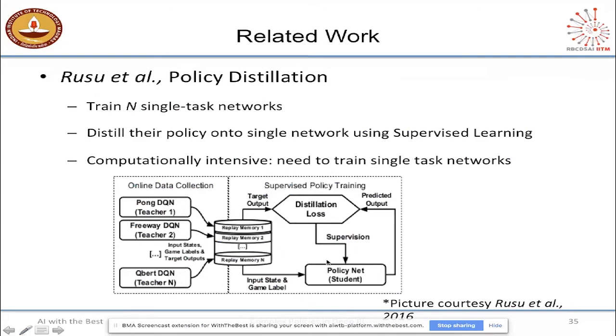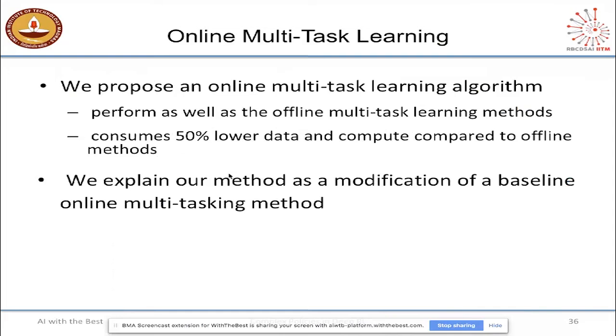We would like to do online training onto a single network. And so the goals that we had were that it should be able to perform as well as the offline multitask learning methods. But the other thing that we set ourselves was, because we are trying to do this kind of multitask learning, we should be able to see some kind of data advantage. And so we set ourselves a goal of using only 50% of the training data as would have been required to train each of these games individually, right?